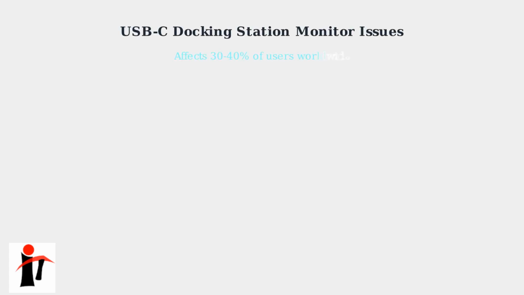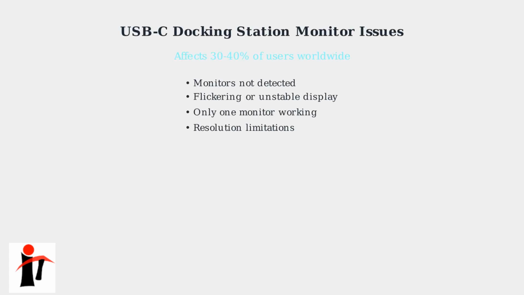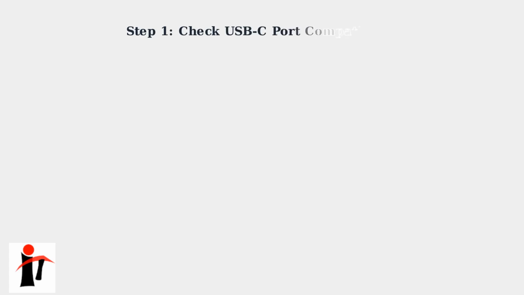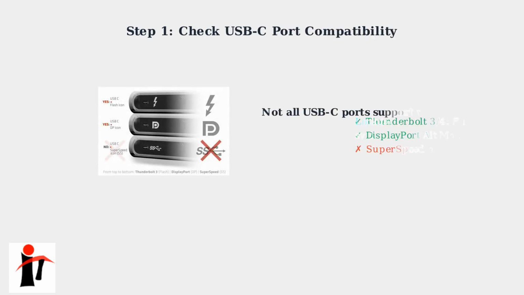USB-C docking station monitor detection issues are surprisingly common, affecting 30 to 40% of users. These problems manifest as monitors not being detected, flickering displays, or only partial functionality of multi-monitor setups. The first step in troubleshooting is verifying that your USB-C port actually supports video output.